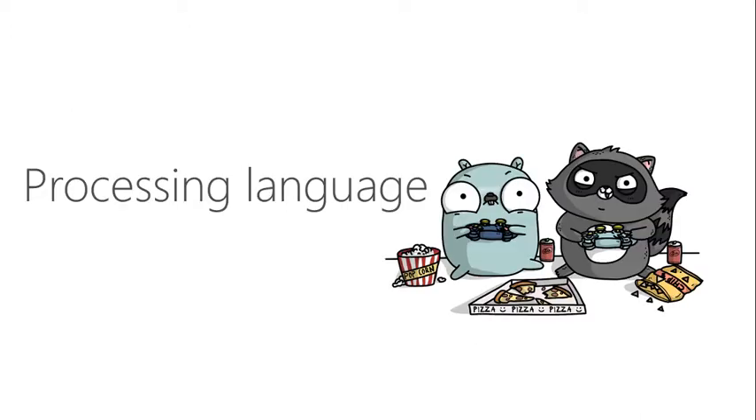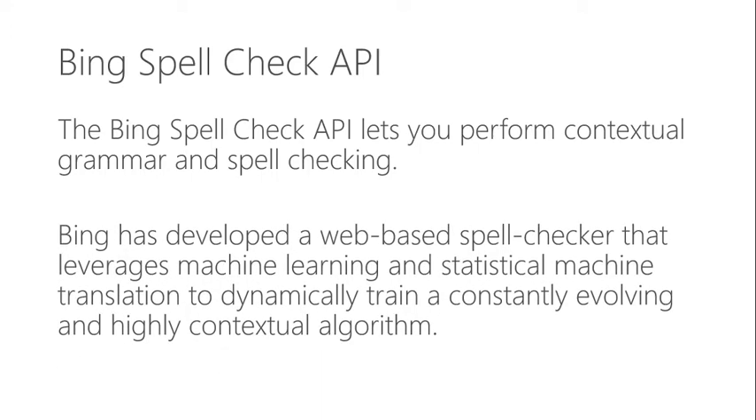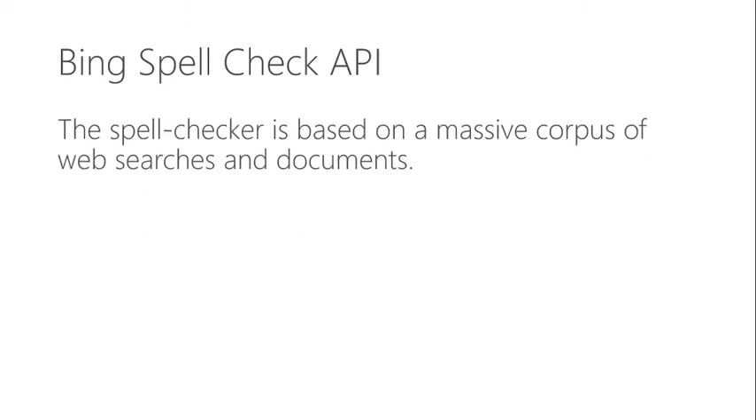For processing language, Bing Spell Check API. The Bing Spell Check API lets you perform contextual grammar and spell checking. Bing has developed a web-based spell checker that leverages machine learning and statistical machine translation to dynamically train a constantly evolving and highly contextual algorithm. The spell checker is based on a massive corpus of web searches and documents.